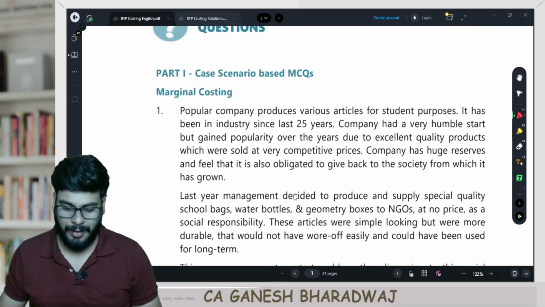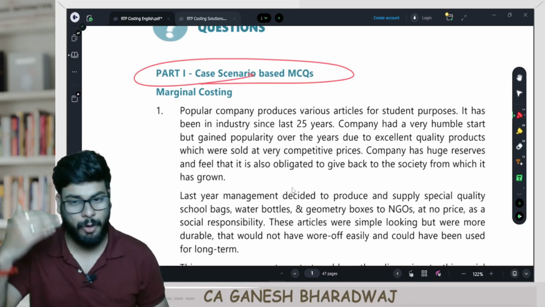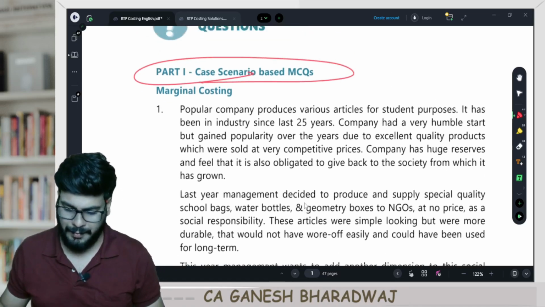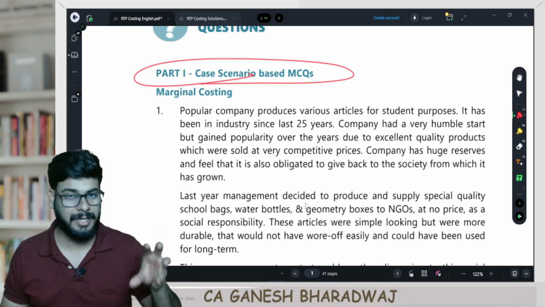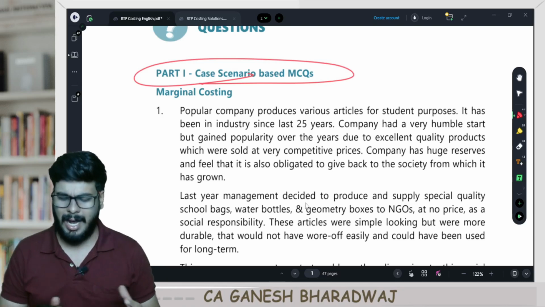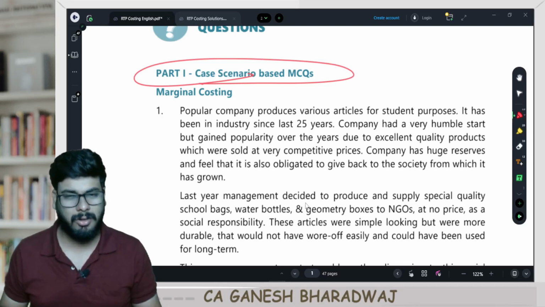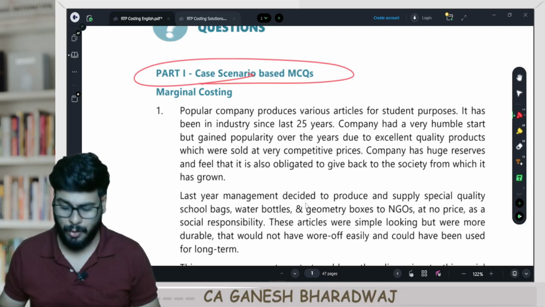Now let's take the first part, which is case study based MCQs. I'm going in the same numerical order. First, there's one question that's from marginal costing. Ideally, they are classifying this question under marginal costing, but I wouldn't call this purely from marginal costing. You will understand as we get into the question.